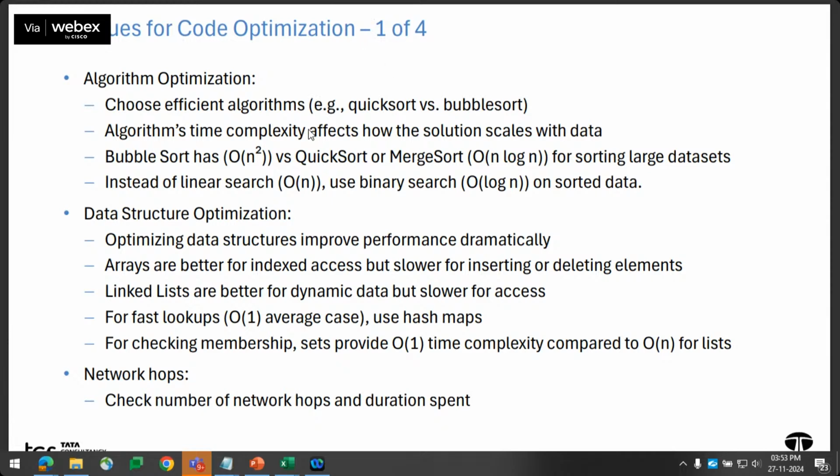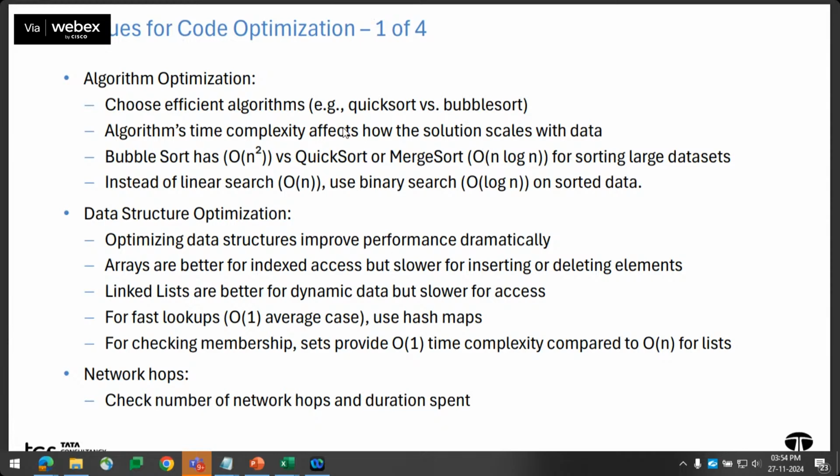There are various algorithms which I think the students over here are more familiar with, because they would have gone through a lot of these algorithms. So we need to select the best algorithm which can perform the best on large data sets.